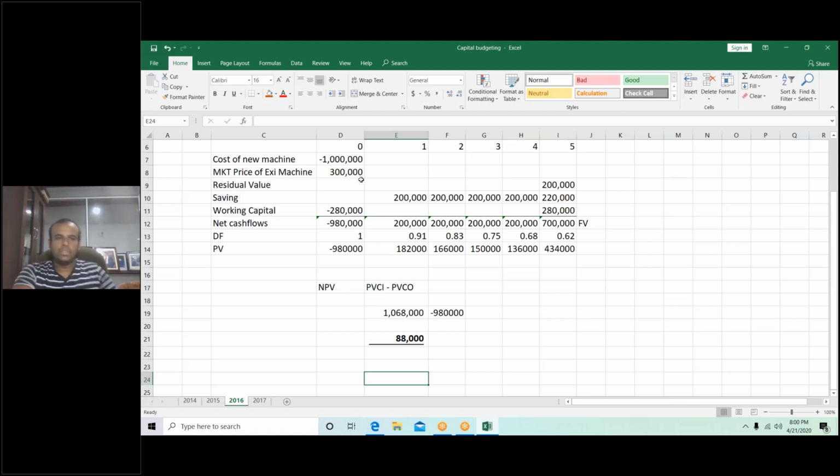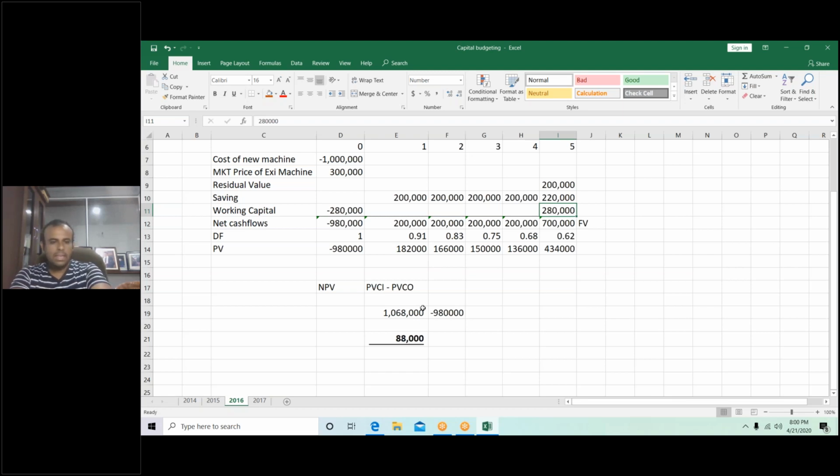What are the cash flows you consider? Initial cost of the new machines, market value of the existing machine, residual value, cash savings, working capital investments, and the recovery of the investments. You need to get the net cash flows in future values, and then you multiply them by the discounting factors, and then you get the present value. Present value of the cash inflows minus present value of the cash outflows is equal to the net present value.